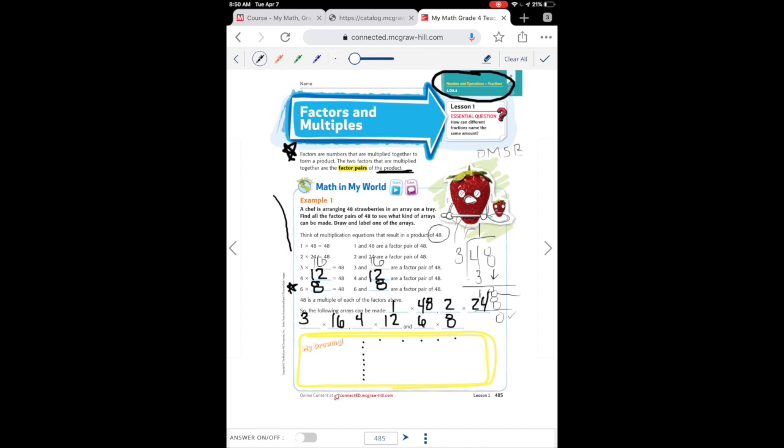Remember, this top dot counts for both. This top dot counts for my 6 and my 8. And then I'm just going to fill in the rest. It's not the neatest array. I bet yours looks a lot better than mine. And when I count it all up, I should have 48 dots.